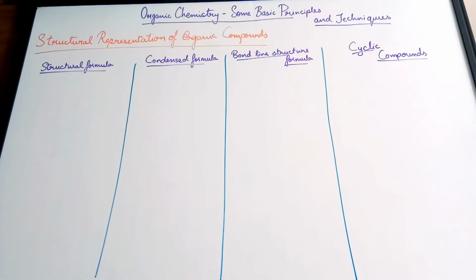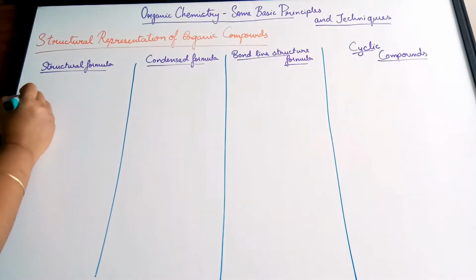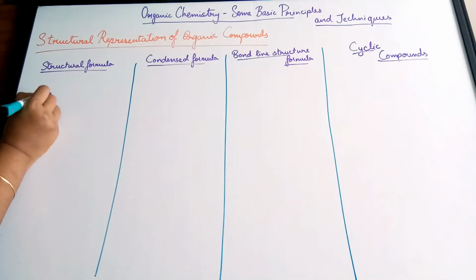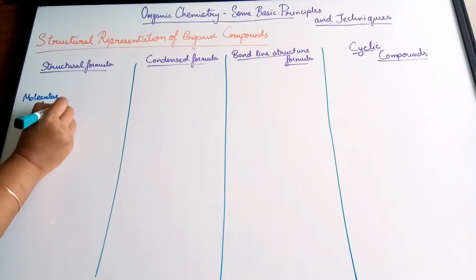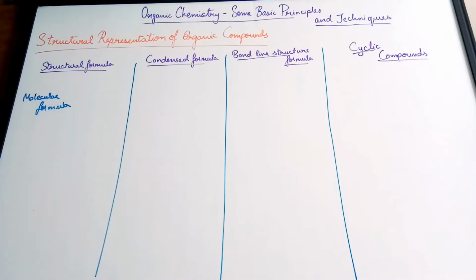In the previous sets of videos, we had discussed the shape of organic compounds. In this video, we are going to be talking about structural representation of organic compounds. A molecular formula will give us information about the number of atoms, the different types of atoms in that particular molecule. So here in the structural formula, we will be representing all the atoms in that particular molecule.